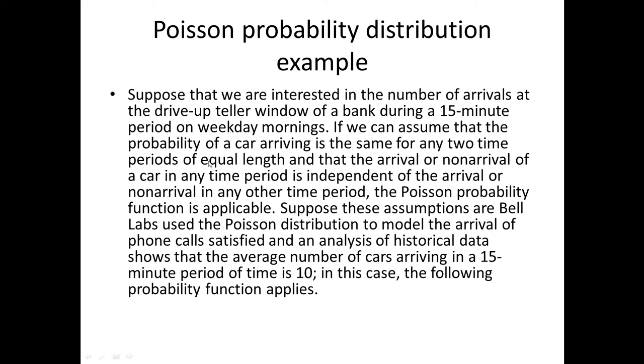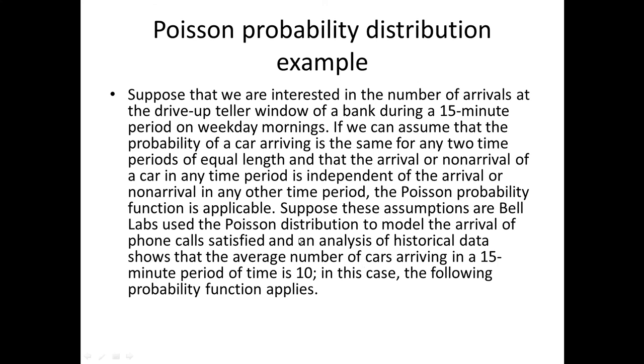First of all, you have to assume that the probability of a car arriving is the same for any two time periods of equal length, and that the arrival or non-arrival of a car in any time period is independent of the arrival or non-arrival in any other time period. This forms the basis for a Poisson probability distribution.